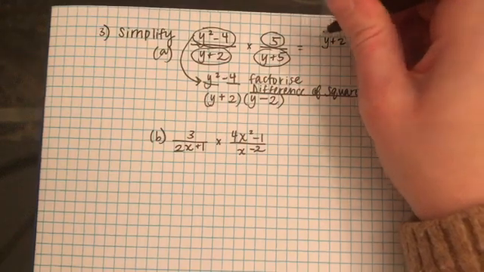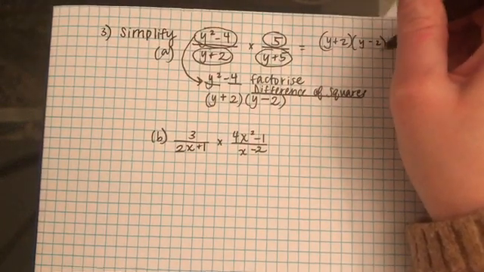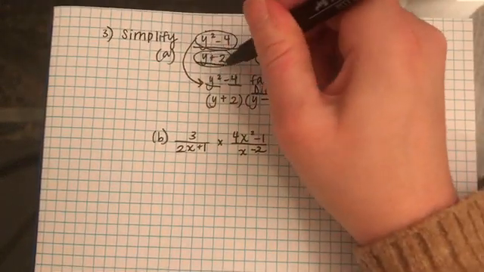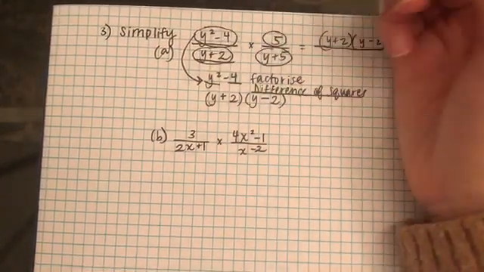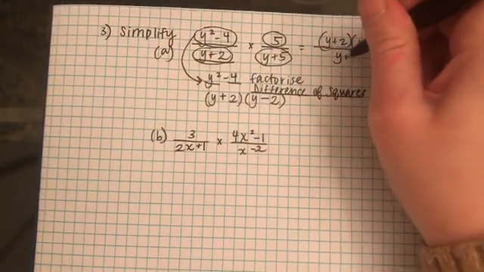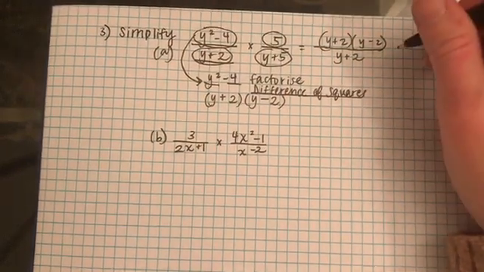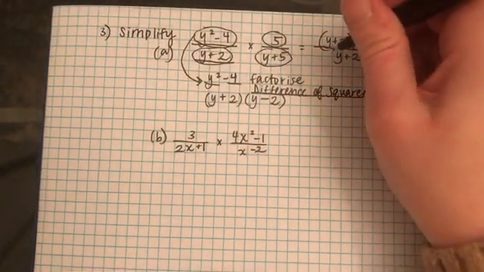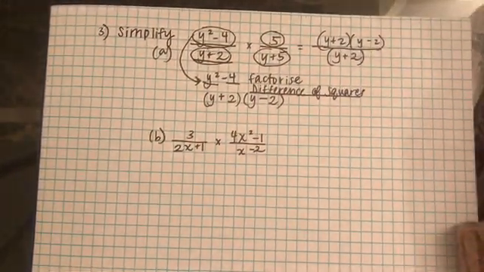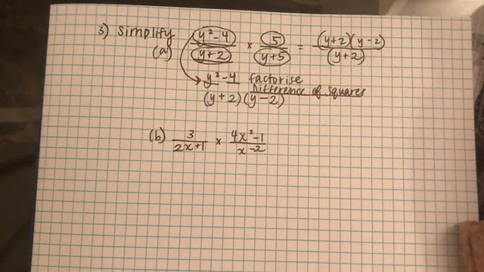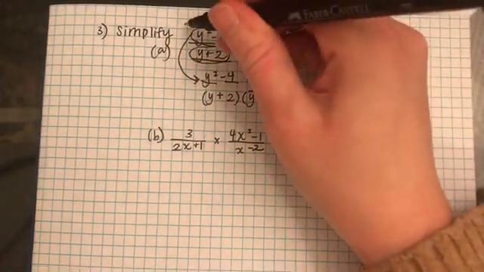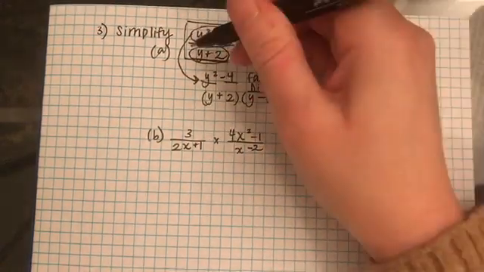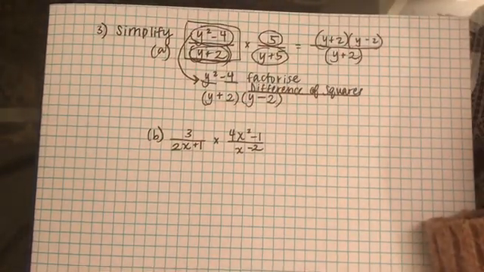Y plus 2, y take away 2, and then following from below, y plus 2 is factorized as much as possible, so we'll just keep it the same. This y plus 2 will stay in brackets. We don't separate that at all. If the fraction is set up this way, we don't separate that y plus 2. It has to stay together.